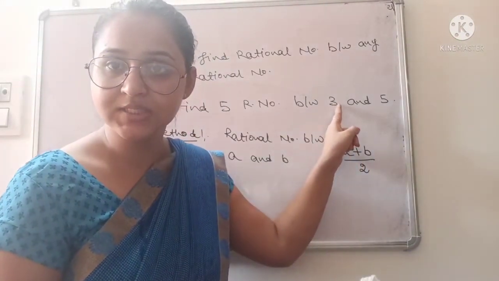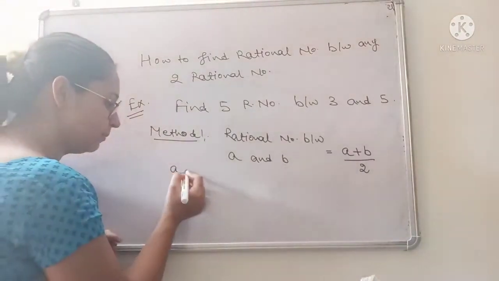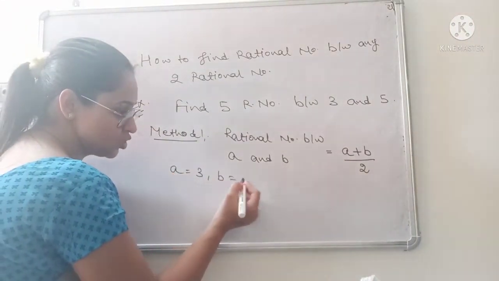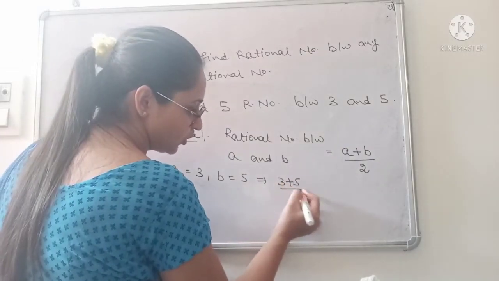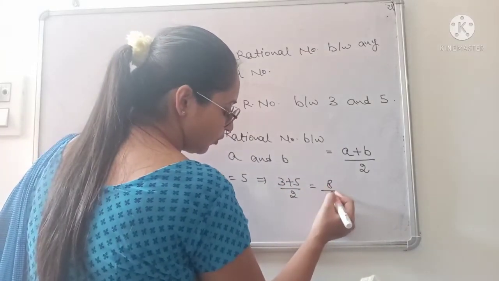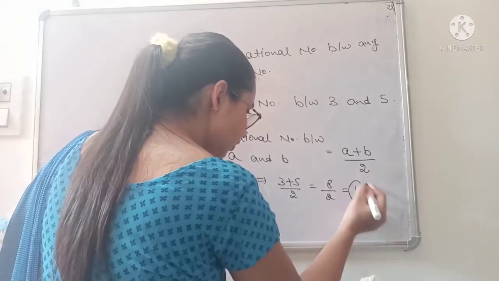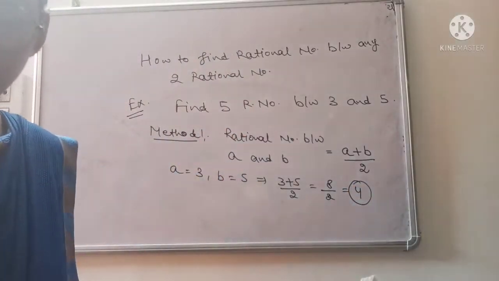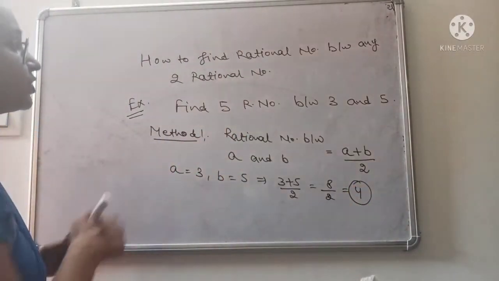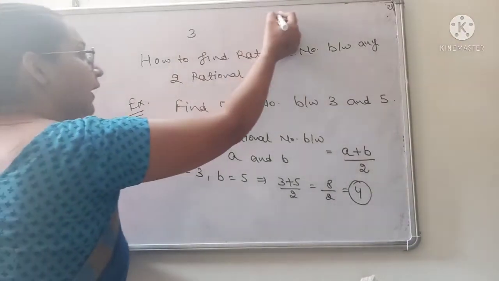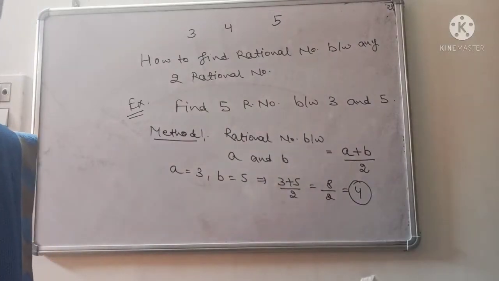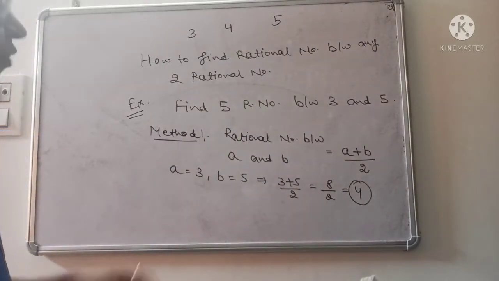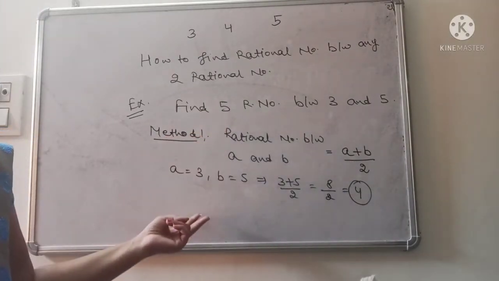Now here a is equal to 3, b is equal to 5. So (a plus b) upon 2 means (3 plus 5) upon 2. 3 plus 5 is 8, 8 upon 2 is 4. And yes, we know that 4 exists between 3 and 5. So the first number between 3 and 5 is 4. That we are getting. But we have to find how many rational numbers? We have to find 5 rational numbers, but still we are able to find only one.